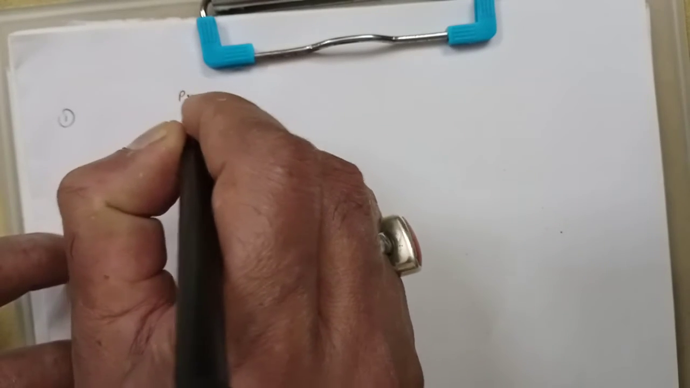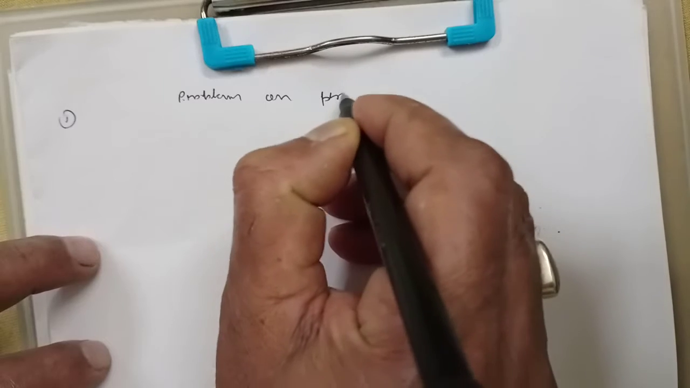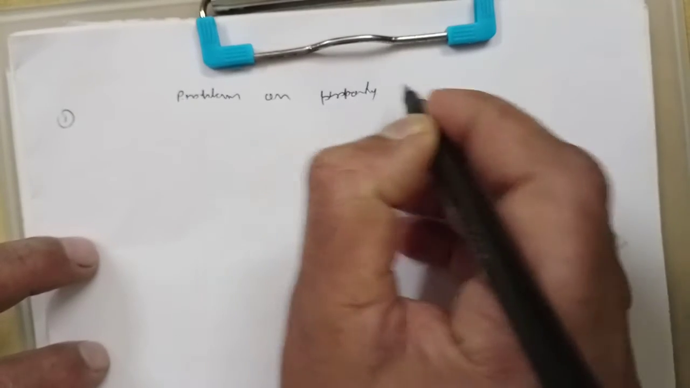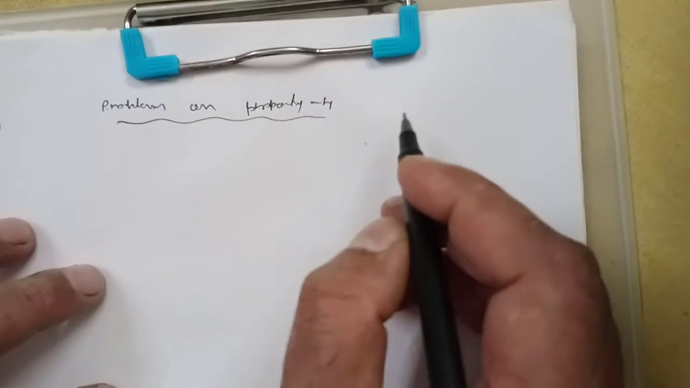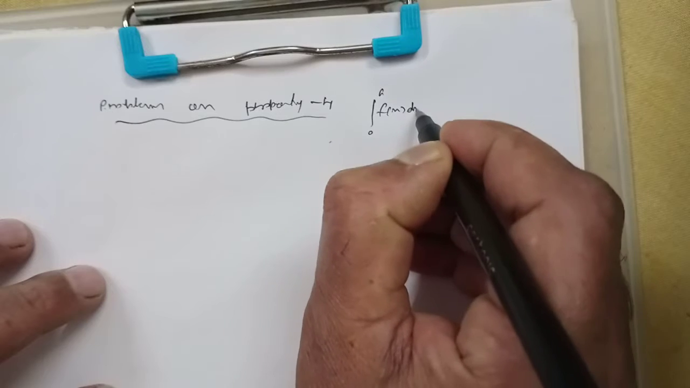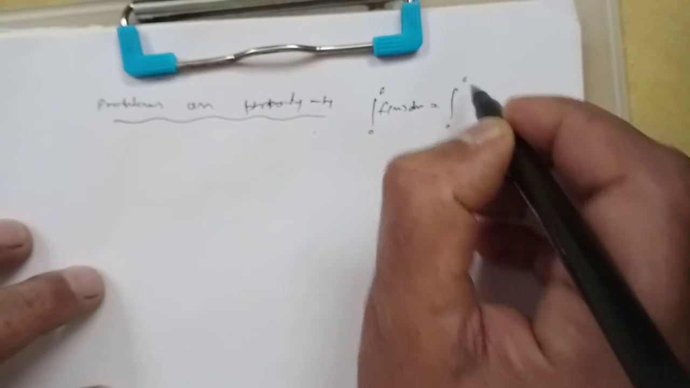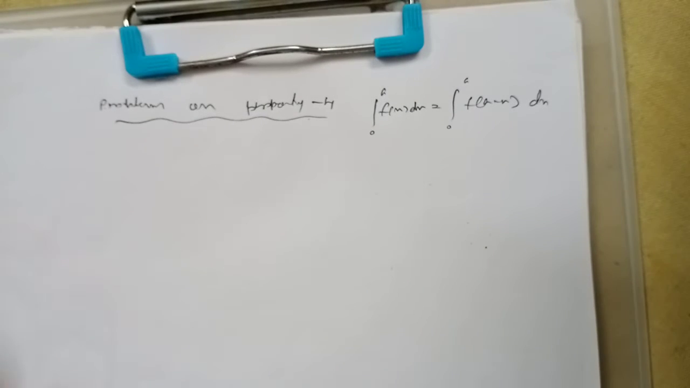The problems on property 4. Let us recall the property 4. Property 4 is integral 0 to a f(x) dx equals integral 0 to a f(a minus x) dx.